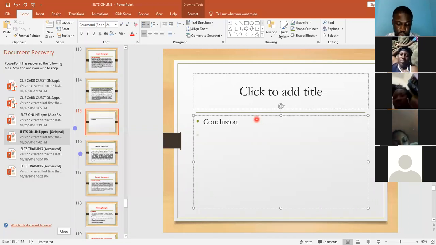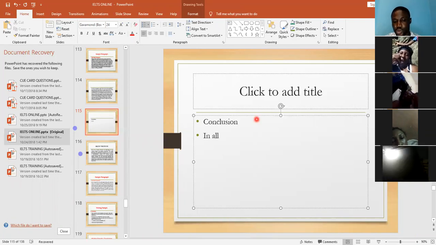So in conclusion, you need to write something that makes the marker understand that you are actually concluding. You can say in conclusion, you can say finally, you can say in all, in all. Those are the first things you can use.